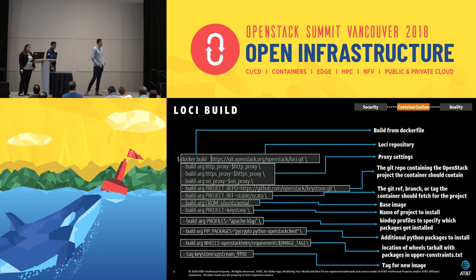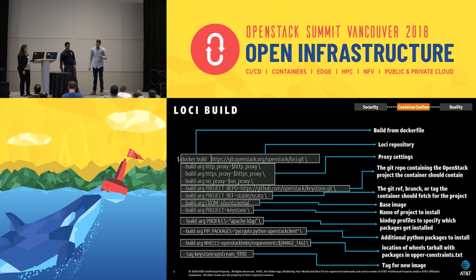This is the basic full command to build a Loki image. Maybe it looks daunting at first glance, but I think it's very easy to understand. It's the usual Docker build command where you pass it the Loki Git repo. The next arguments are the proxies. Again, we are behind the enterprise firewall, so you will need those.